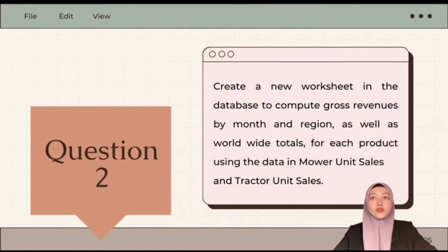Moving on to the second question, which is to create a new worksheet in the database to compute gross revenues by month and regions, as well as worldwide totals for each product using the data in mower unit sales and tractor unit sales.